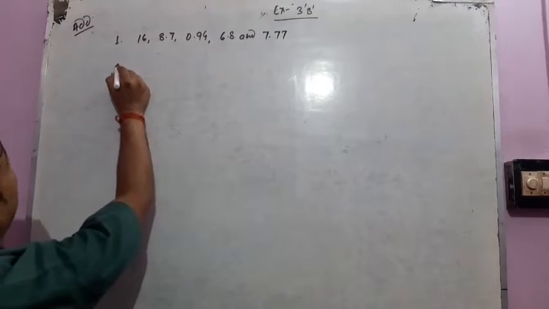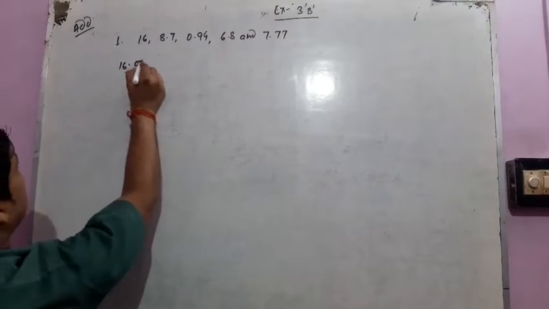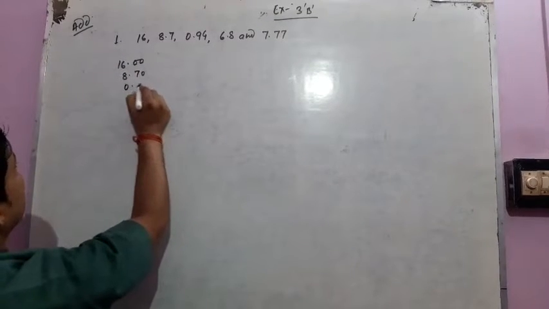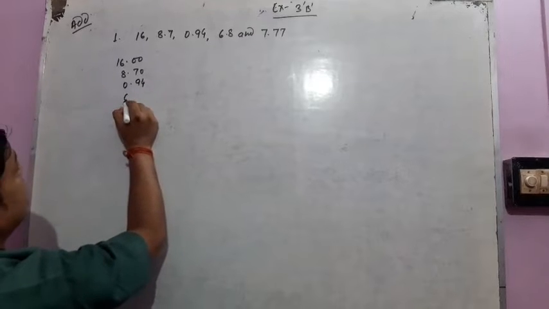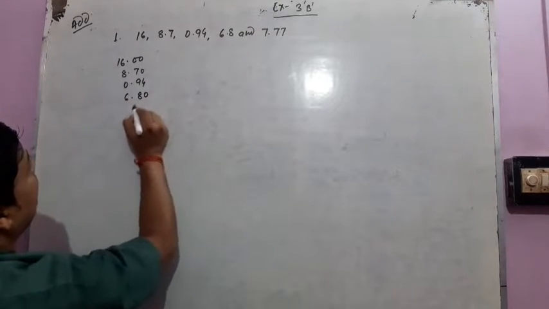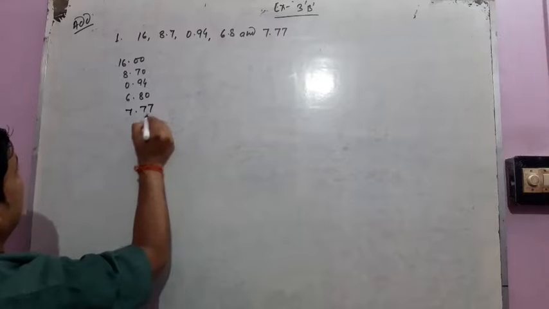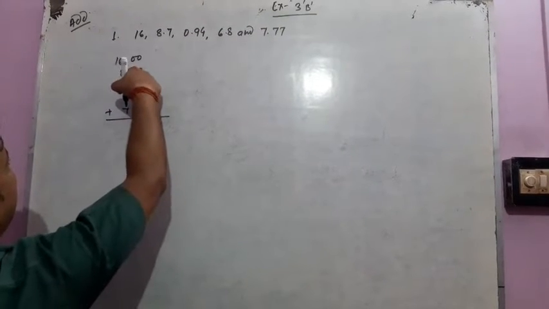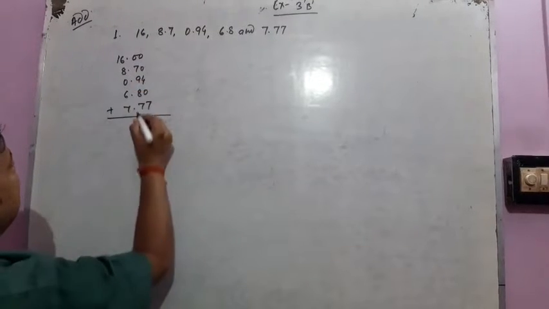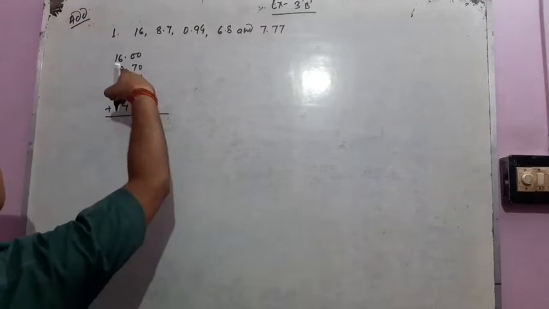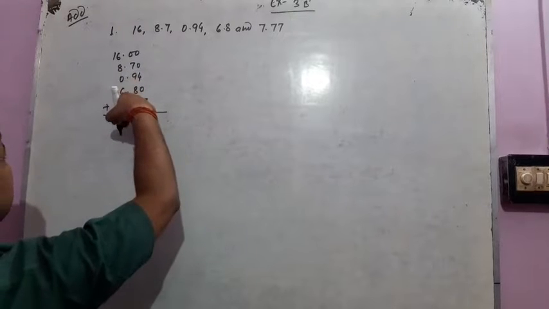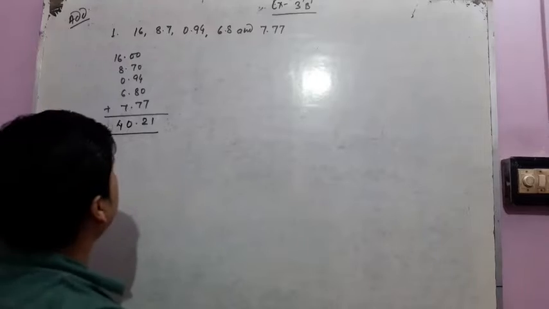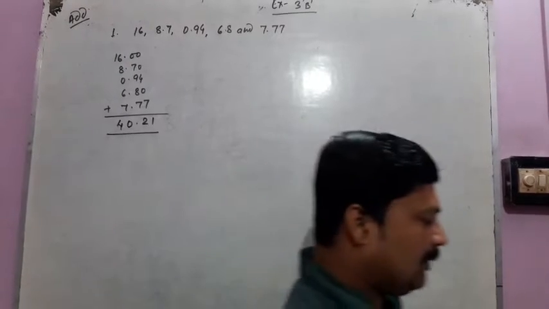So first we have to convert all in like decimals. 16.00, 8.70, 0.94, 6.80 and 7.77. Now we have to add them. 7 and 4 is 11, 1 in the hand. 1 and 7 is 8, 9, 17, 17 and 8 is 25, and 7 is 32, 3 in the hand. 3 and 6 is 9, 8 is 17, 17 and 6 is 23, 23 and 7 is 30, and 3 is 4. The answer is 40.21.